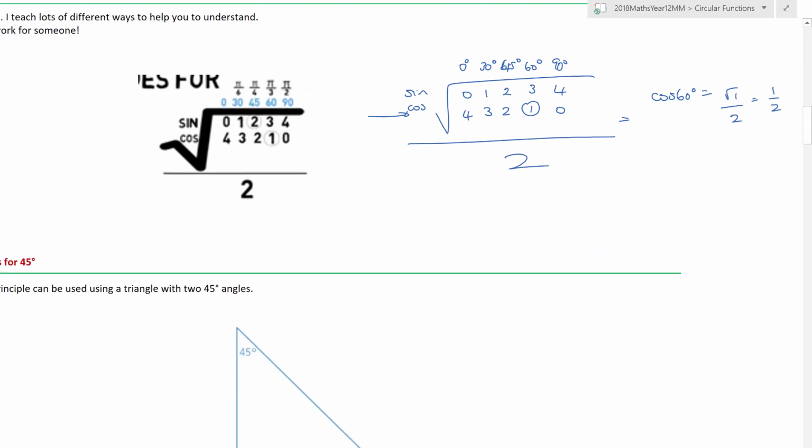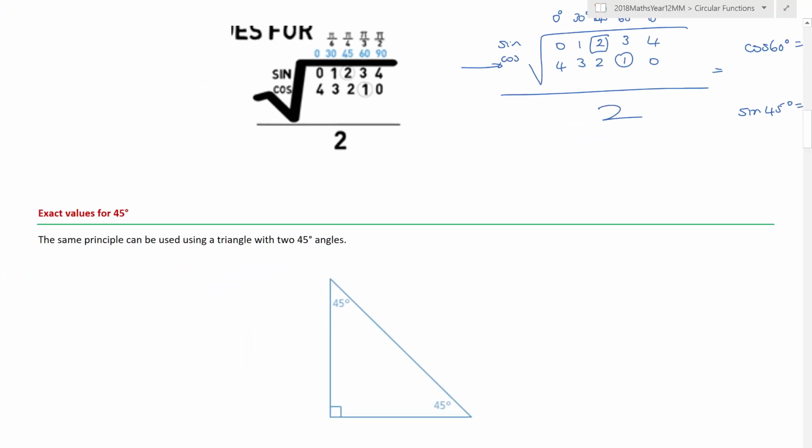Well, I should go, yes it is. Okay, and what about the sine of 45 degrees? Well, there is 45 degrees, so it's root 2 on 2, right? Yep, it sort of works. If you like that way, knock yourself out.